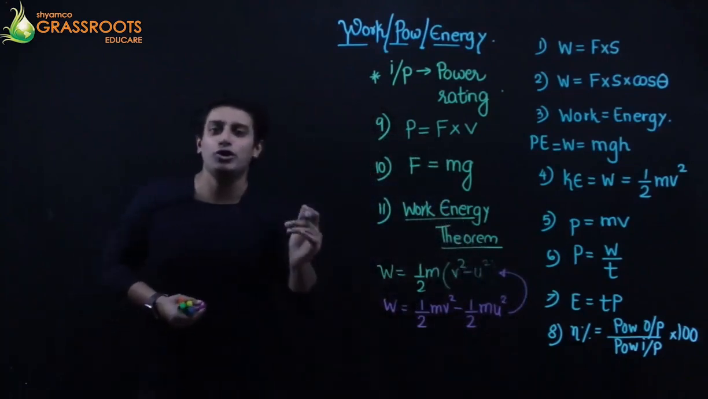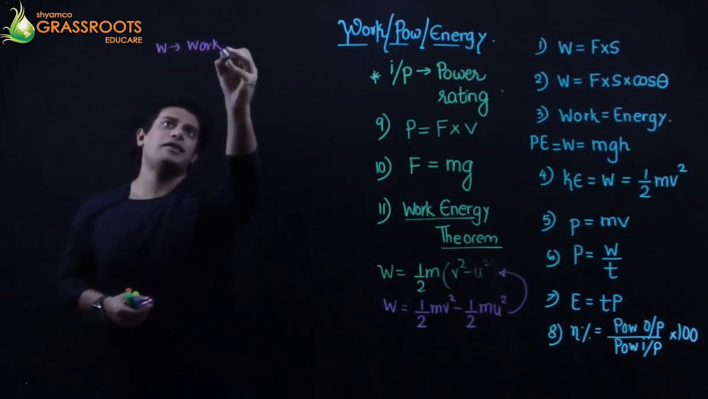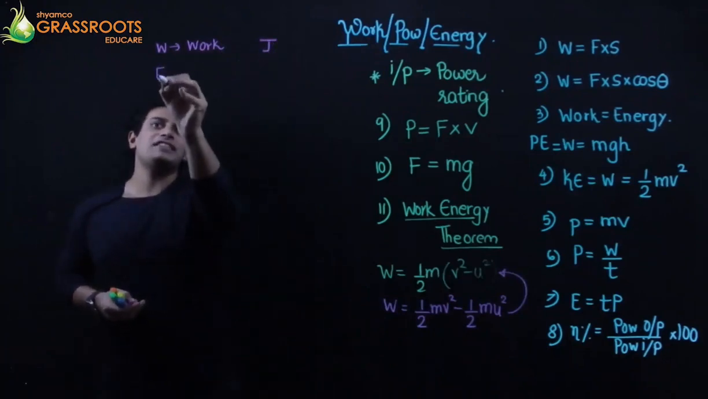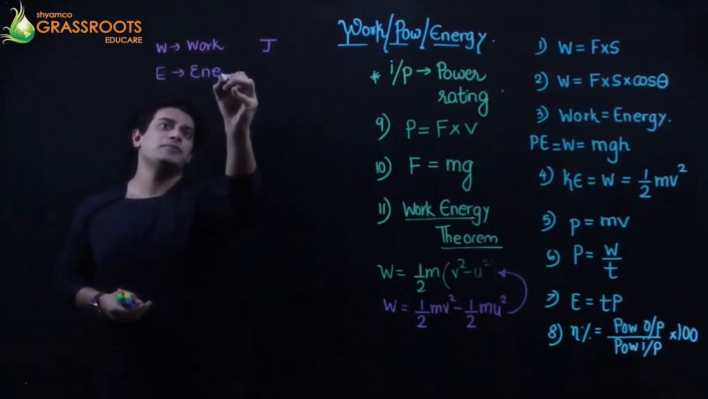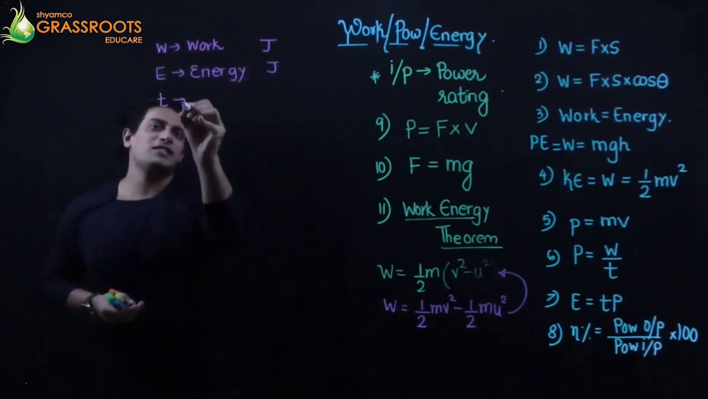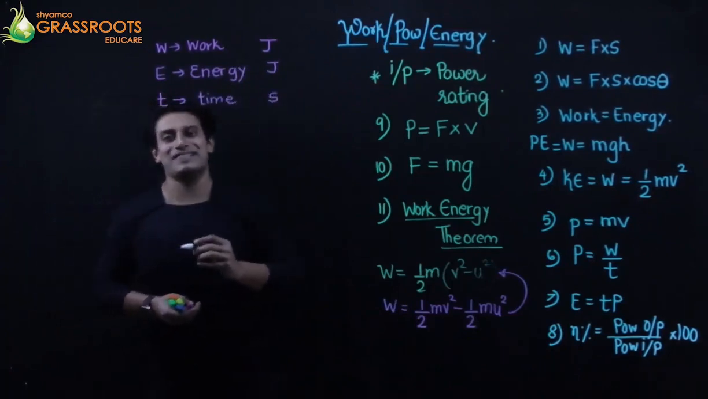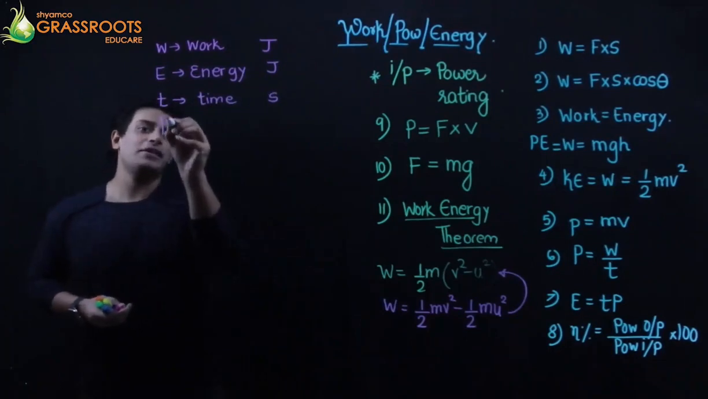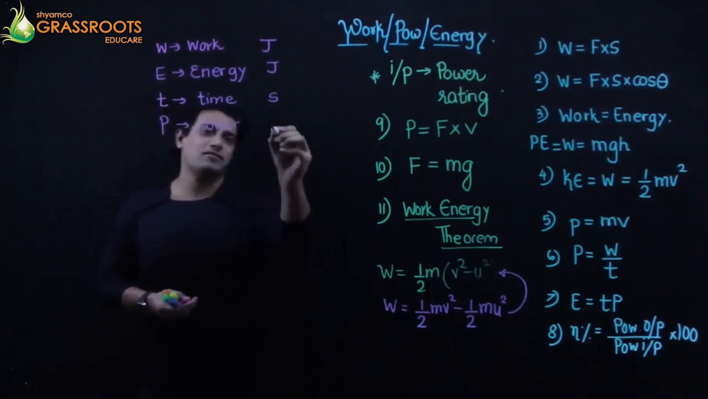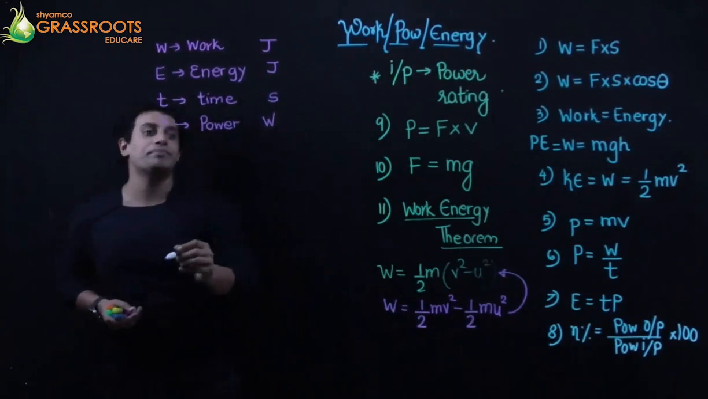And let's understand what do you mean by what. W stands for work, and work का जो SI unit है joule है. E stands for energy. Energy is measured in joule. T stands for time. SI unit is small s, second. Then capital P stands for power, which is measured in capital W, watt.